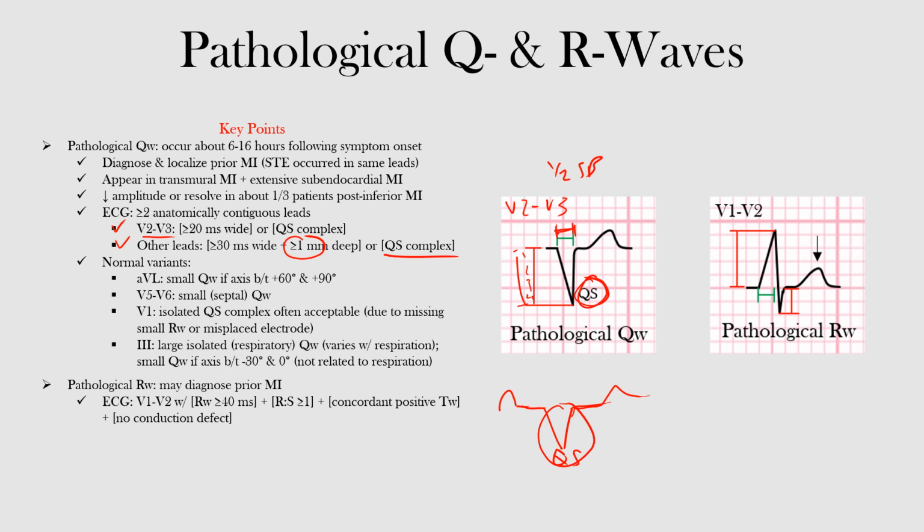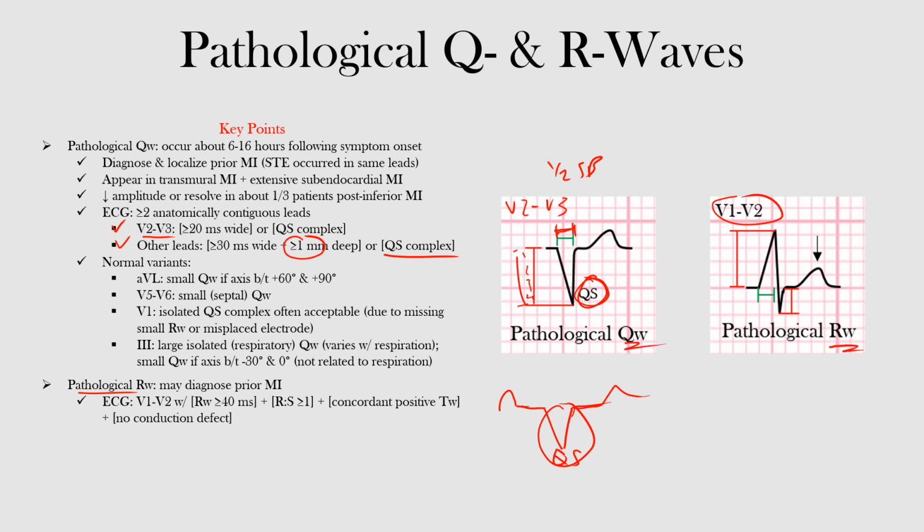And finally, it's been suggested that R waves may be used to diagnose a previous MI. The pathological R wave criteria includes an R wave greater than or equal to 40 milliseconds wide in V1 and V2, okay, as well as an R to S ratio greater than or equal to 1 with concordant positive T waves in the absence of a conduction defect, okay. So now these pathological R waves help us to potentially diagnose a prior MI, and we're again looking at V1 and V2, okay, so these were the Q waves, now we're looking at our pathological R waves.